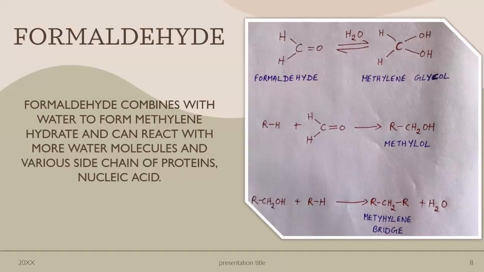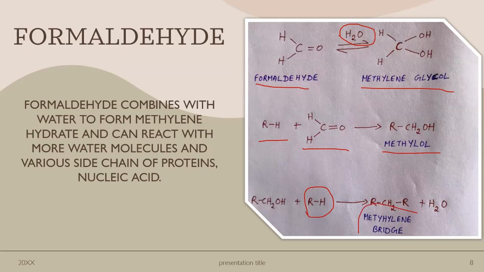So I have given formaldehyde as an example to explain the mechanism. Formaldehyde combines with water to form methylene hydrate and can react with more water molecules and various side chains of protein and nucleic acid. So this is the formaldehyde and it combines with water to form methylene glycol. Now again this formaldehyde combines with the side chain of protein and forms methylol. This methylol is combined with another side chain of protein to form the methylene bridge. Now various methylene bridges are formed and the precipitate of protein is made.